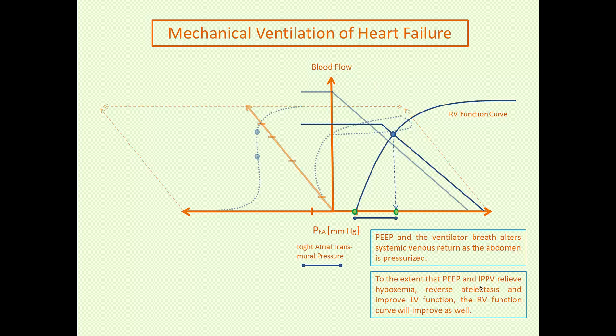But to the extent that PEEP and intermittent positive pressure ventilation relieve hypoxemia, reverse atelectasis, improve LV function, the right ventricular cardiac function curve will improve as well. So you actually may augment right ventricular output by these effects on afterload.